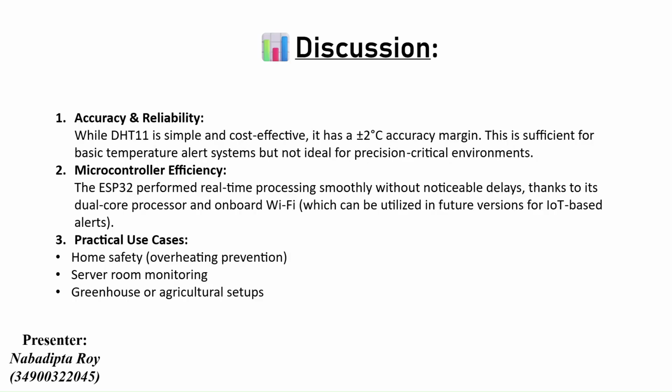Let's now discuss some observations and learnings. The DHT11 sensor, while not highly precise, is suitable for general monitoring tasks with its 2 degrees Celsius accuracy. The ESP32 handles data acquisition and processing with zero lag, proving its efficiency. In future versions, we can use the ESP32's Wi-Fi feature for IoT-based temperature alerts. The system shows strong use case potential in homes, server rooms, agriculture, and medical storage units. Overall, the project achieved its goals of building a smart, reliable, and cost-effective temperature alert.